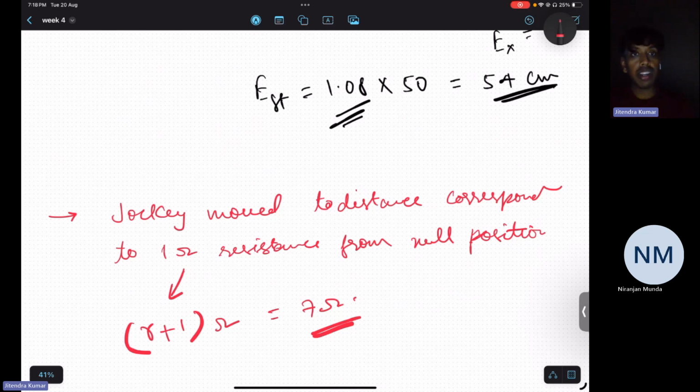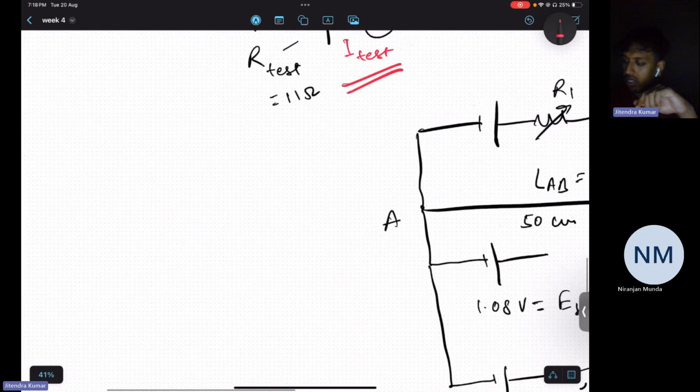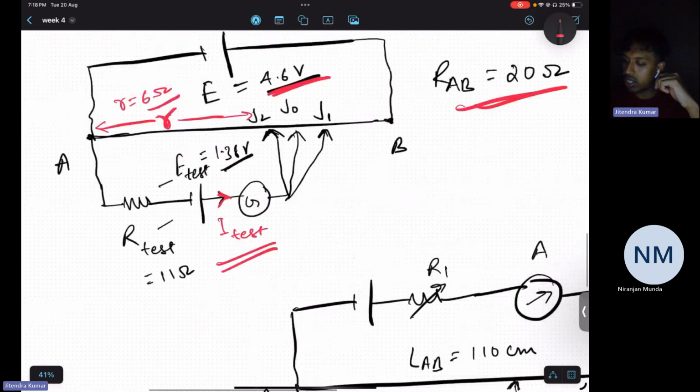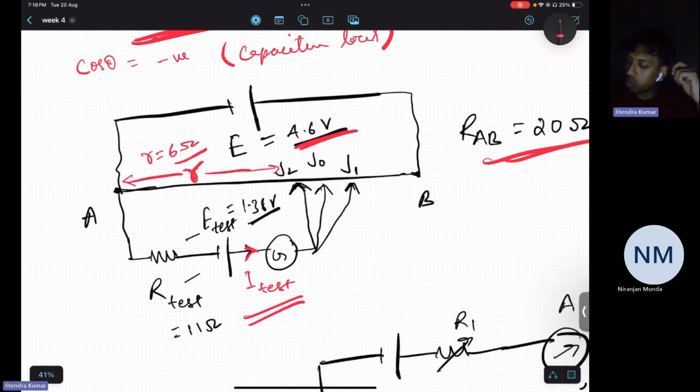Now we need to find out the test current, or test cell current. So can we do that? Can we calculate the test cell current now? It has moved to this position, let's say R plus 1. So let me copy it.